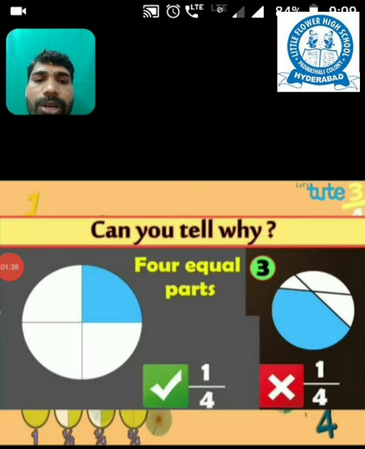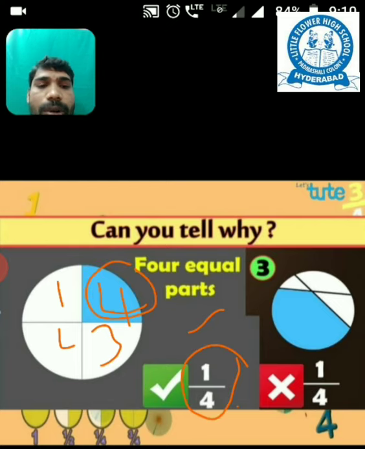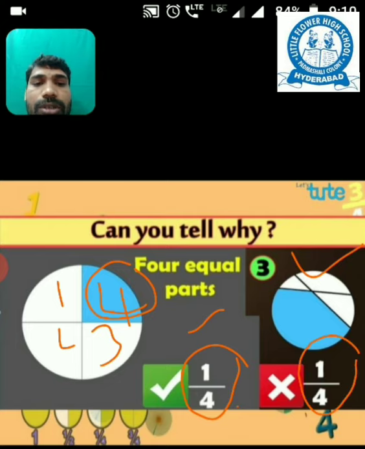Children, here we sometimes make mistakes. The whole should be divided into 4 equal parts. Then we can write it as 1 by 4. This part can be written as 1 by 4. But you can see in the second figure, the parts are not equal. When the parts are not equal, we should not write it as 1 by 4. So the parts must be equal.